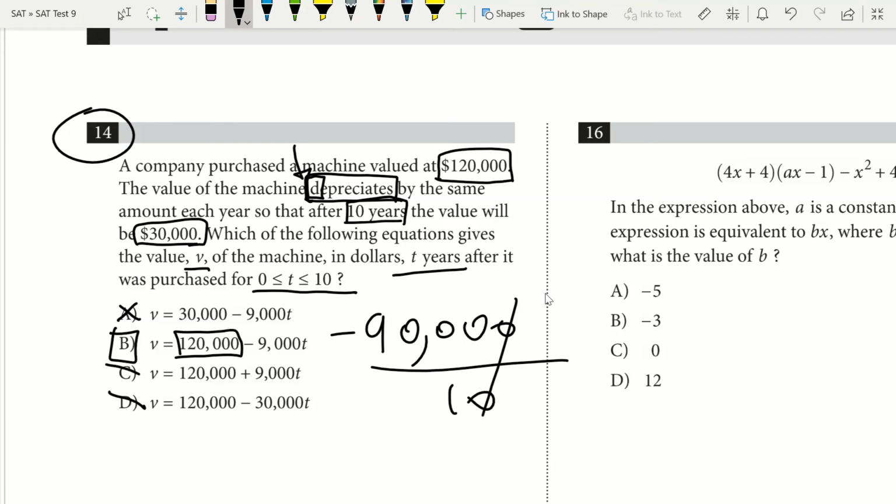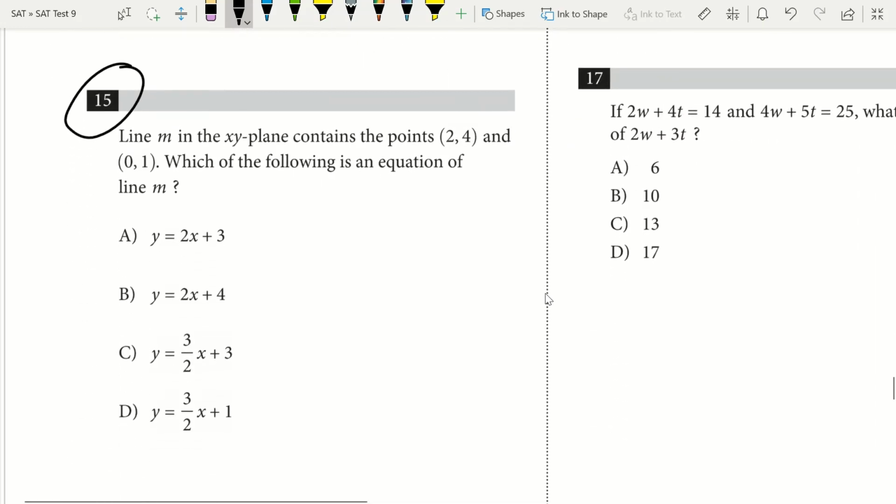All right, another way that you can know depreciate means goes down is because you see that its final value is less than its initial. So that's another way you could know that as well. All right, moving on. 15 was the next one we wanted to cover. I'm going to go ahead and give you 30 seconds for this one, starting in 3, 2, 1.